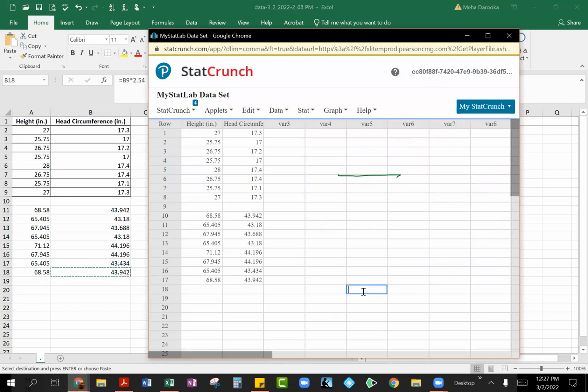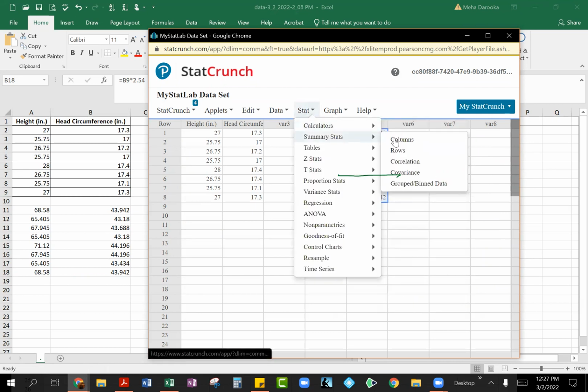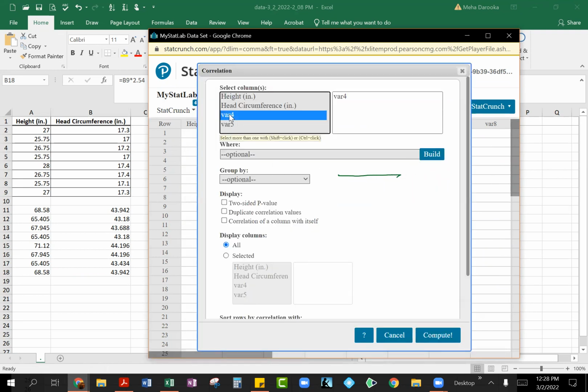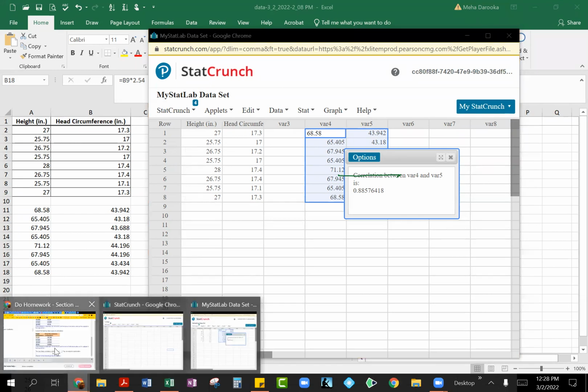I know what happened: I used height and circumference, and it's actually using the entire column. So it's using the first 8 and the last 8 calculations. So let's move it to variable 4 and 5 and repeat that calculation. So correlation, variable 4 and 5, and hopefully we should get, there we go. That's what was happening, because I kept it in the same column as height and circumference. It was using all 16 numbers instead of just the 8 I had selected. So you can see this is again coming out to be 0.886, which is what we had over here.